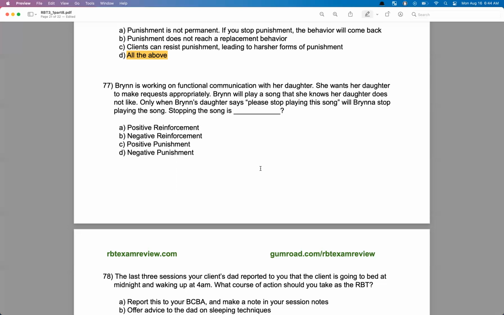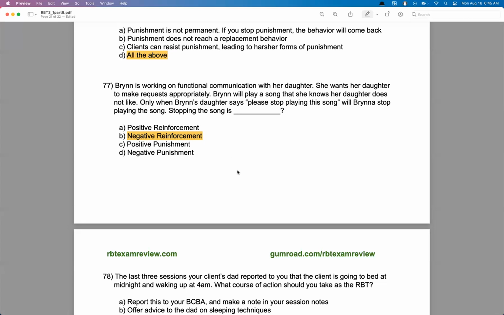And then are we trying to increase or decrease? Well, we're trying to increase the functional request. So therefore it's reinforcement. So what's our answer? Negative, take away the song, reinforcement, increase the functional communication behavior. So therefore our answer is B, negative reinforcement. This is a very straightforward behavior question.